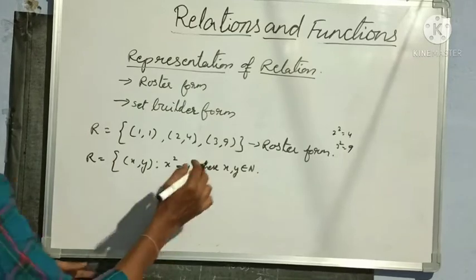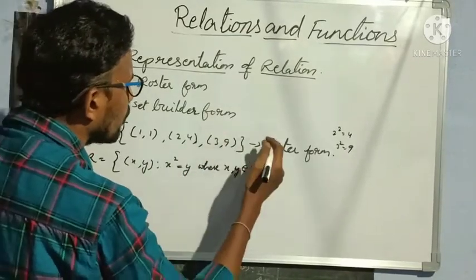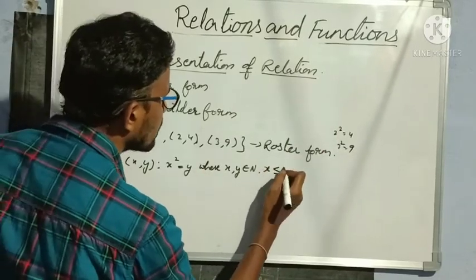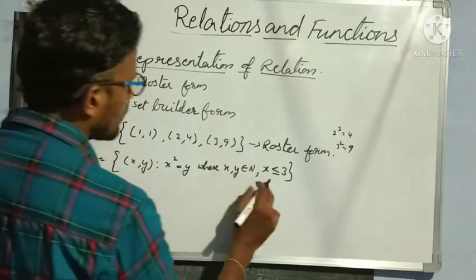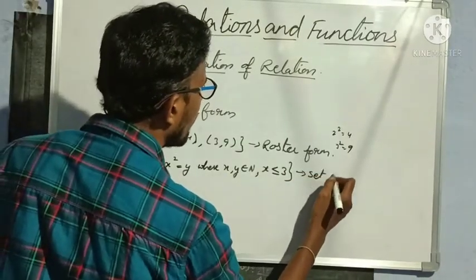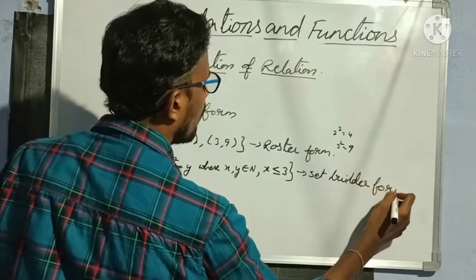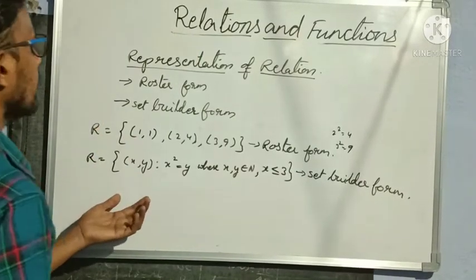And if you observe clearly, only 1, 2, 3 we are writing. Are we writing 4, 5, 6 here? No, no. So that condition also you should write, that is x less than or equal to 3. So whatever we are representing here, this is called set builder form. Okay, these are the 2 types of representation of relation.